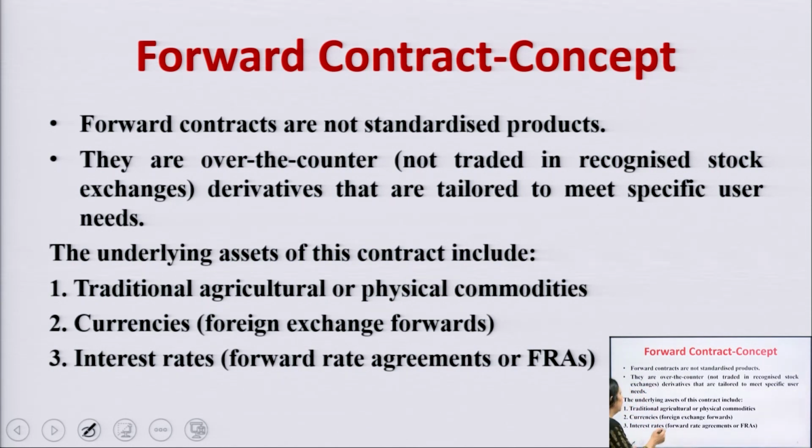In simple form, they are over-the-counter derivatives that are tailored to meet the specific user's need. It means these contracts are made according to the buyer's and seller's requirements. They decide the price, the quantity and the quality together. The underlying assets may be traditional agriculture or physical commodities, such as rice and maize, then currencies, it can be any kind of currency, then interest rates.